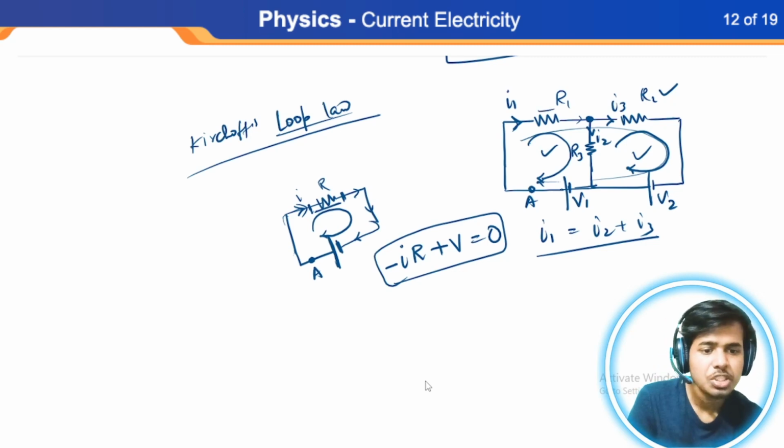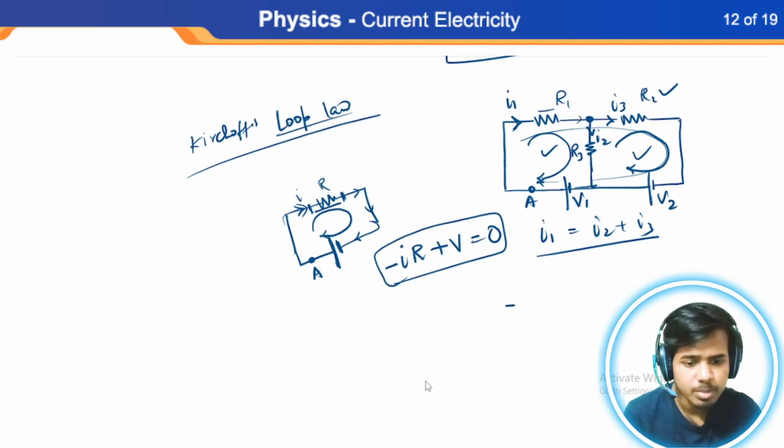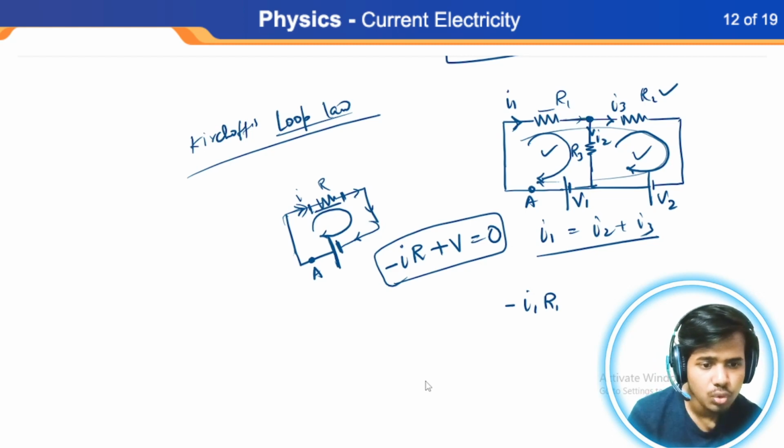First of all, यहाँ पर पोटेंशियल एक ड्रॉप मिला है मुझे, so that will be simply minus I1 R1 because it is a drop, right? Now I have to go to this arm, right? Because I'm talking about this loop.